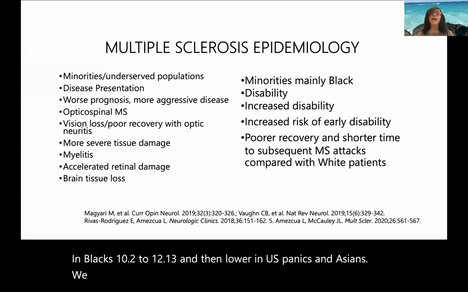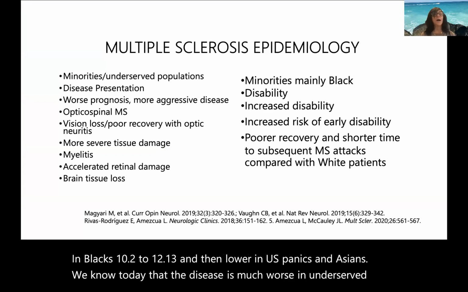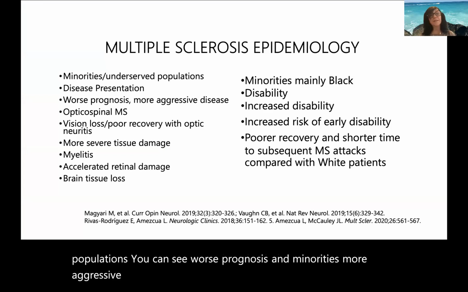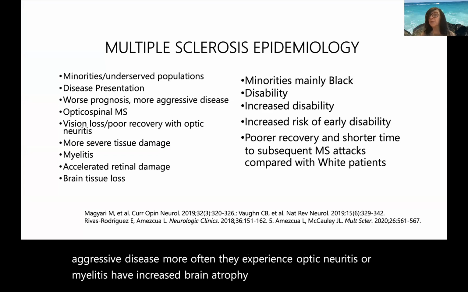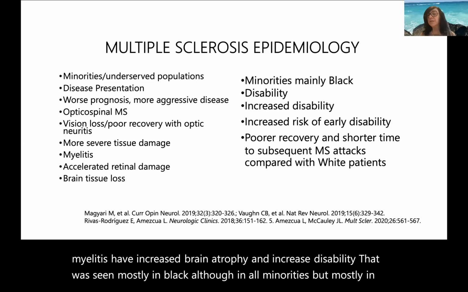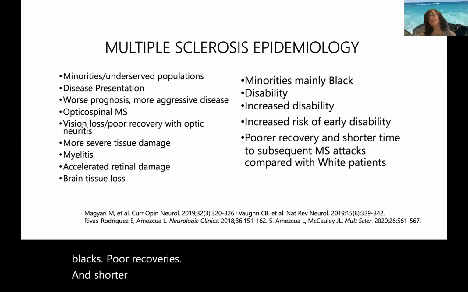We know today that the disease is much worse in underserved populations. You can see worse prognosis in minorities, more aggressive disease. More often they experience optic neuritis or myelitis, have increased brain atrophy, and increased disability, which was seen mostly in Blacks, although in all minorities, but mostly in Blacks, poor recoveries, and shorter time to subsequent MS attacks compared with white patients.